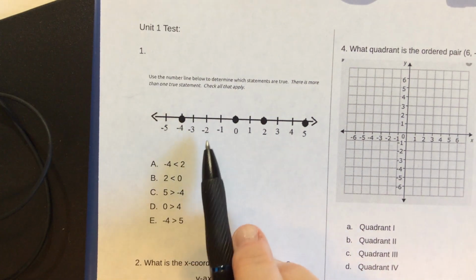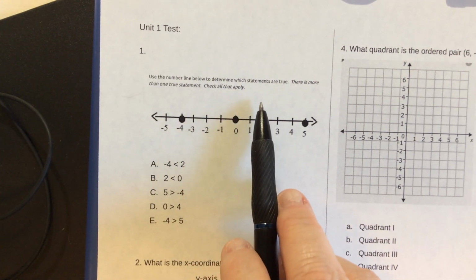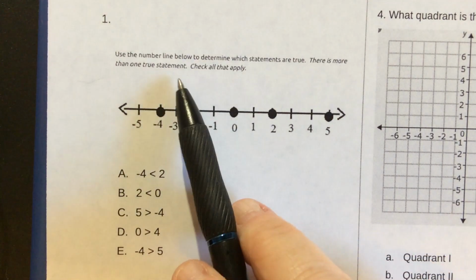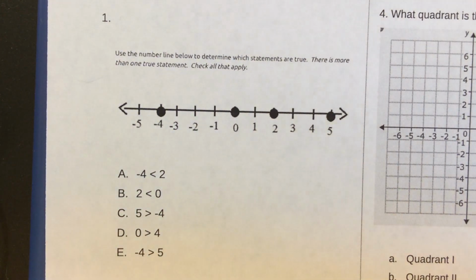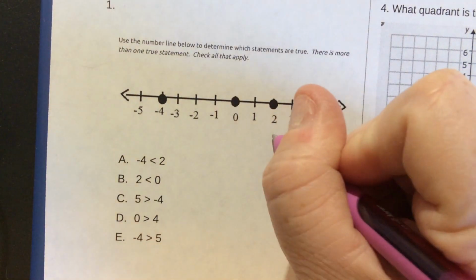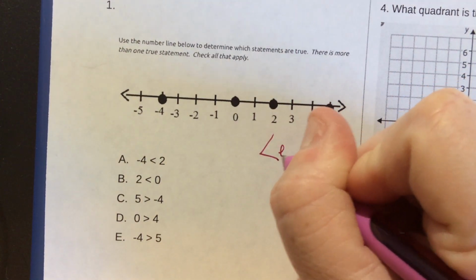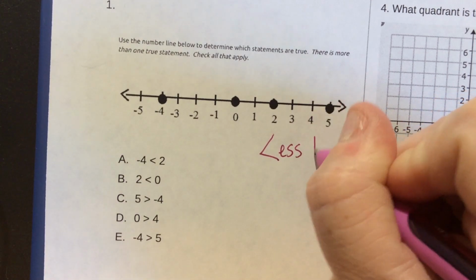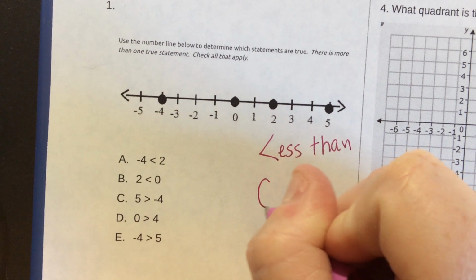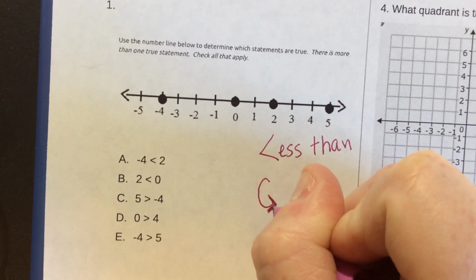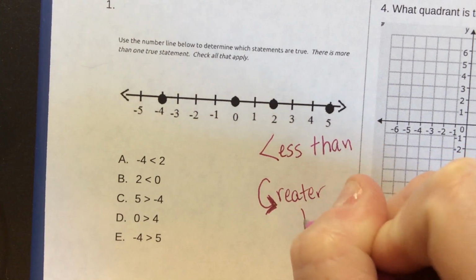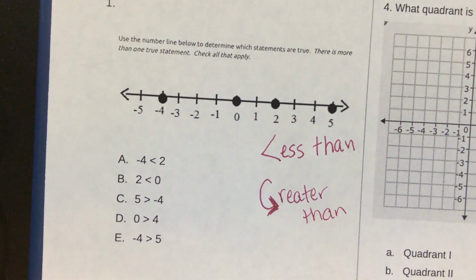All right. So use the number line below to determine which statements are true. And there is more than one true statement. Check all that apply. First thing you need to know for this problem is this symbol means less than. Remember, make that your L. And then to do greater than, this is your greater than symbol. Okay, that is the first thing to know.